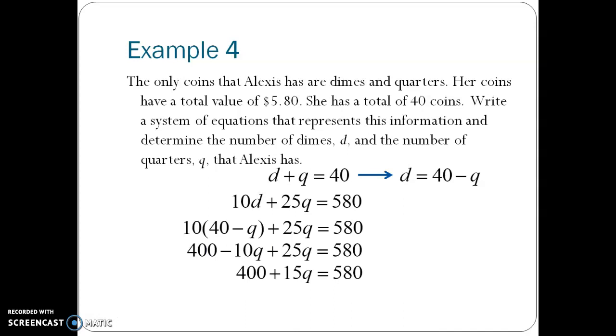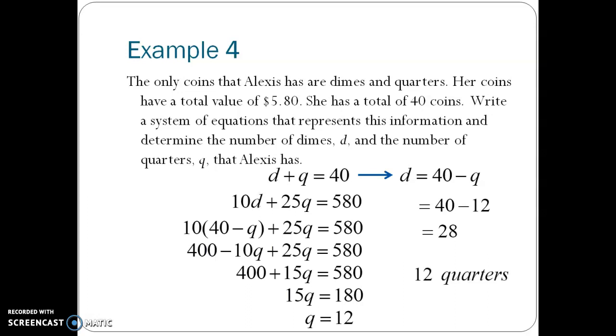And then we'll subtract 400 from both sides. So we have 15Q equals 180, and divide both sides by 15. That leaves us with Q equals 12. And now that tells us the number of quarters, but we still need to figure out the number of dimes. So what we can do now is take this Q equals 12 and plug it back in to that first equation, because I know D is equal to 40 minus Q. So 40 minus 12 will give me the number of dimes, and that comes out to be 28. So in total, Alexis has 12 quarters and 28 dimes.